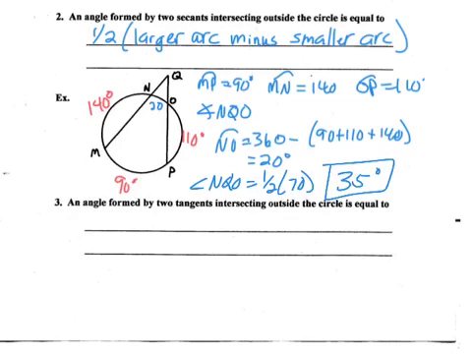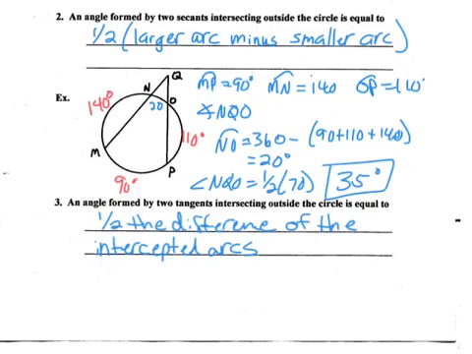And finally, an angle formed by two tangents intersecting outside the circle, again, is equal to half the difference of the intercepted arcs. So it's going to be the same process. It's going to be bigger minus smaller. The only difference with tangents is that two tangents pretty much cover the entire space around the circle when you talk about dividing it up into different arcs. So there's very little information you need in order to solve a problem like that, and I will show you.